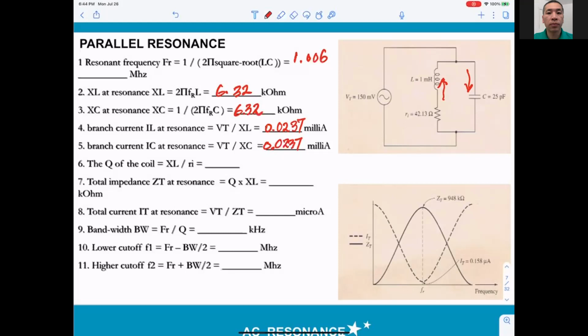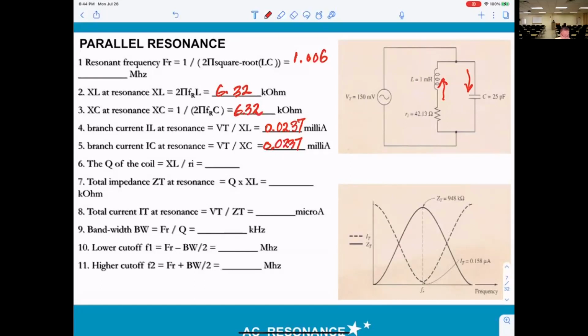So 0.0237. That is milliamp. And you want micro, if you multiply that by 1,000, that will put it into micro. So if you multiply by 1,000, it's 23.7 microamp. Exactly. But the answer I'm asking for is milli. Oh, okay. So you just divide 150 by 6,320 ohms. Okay, sorry about that.